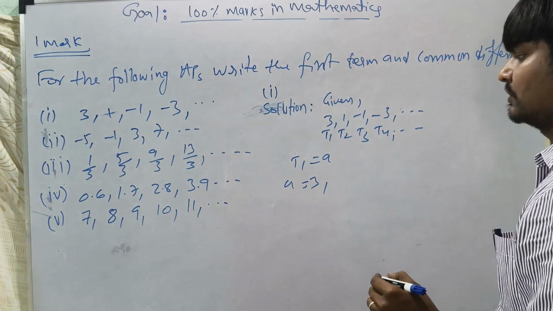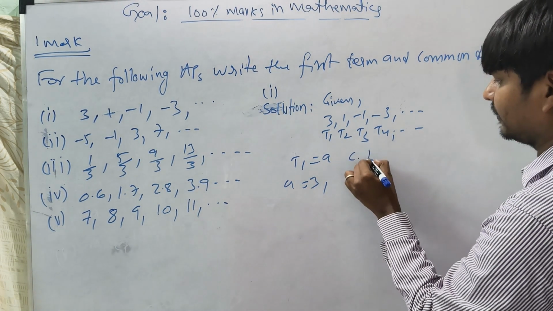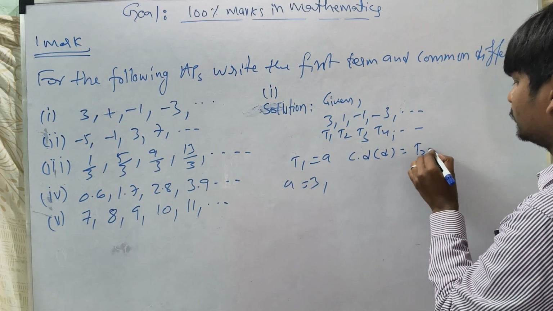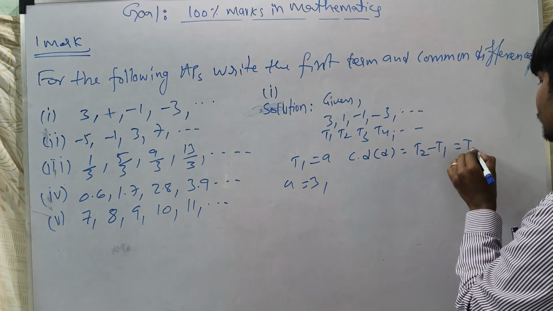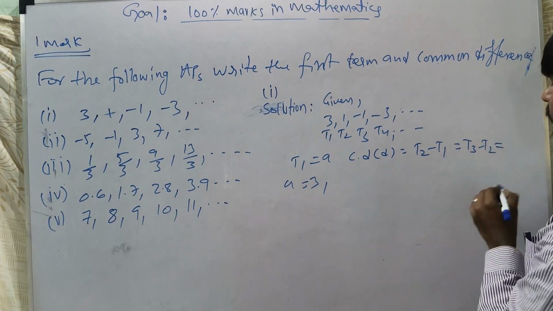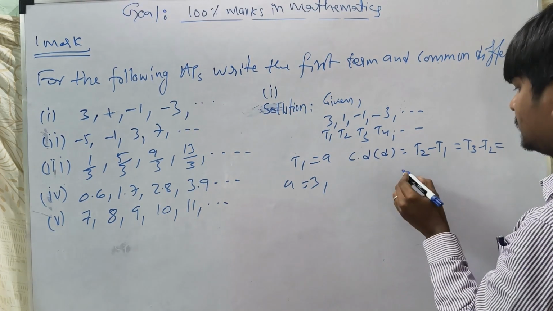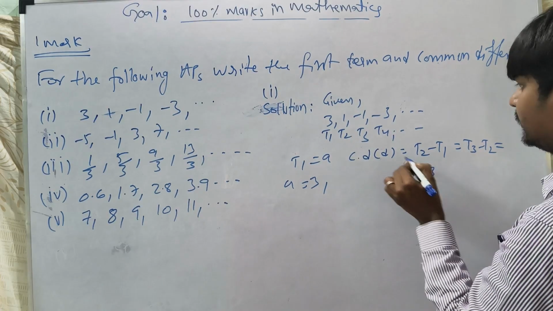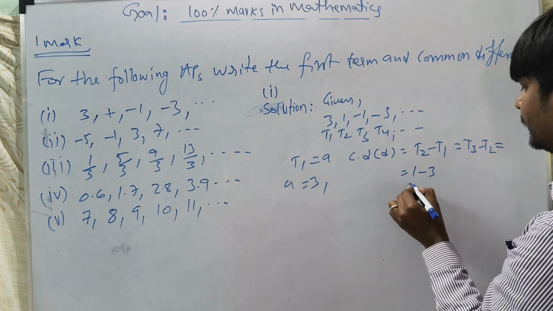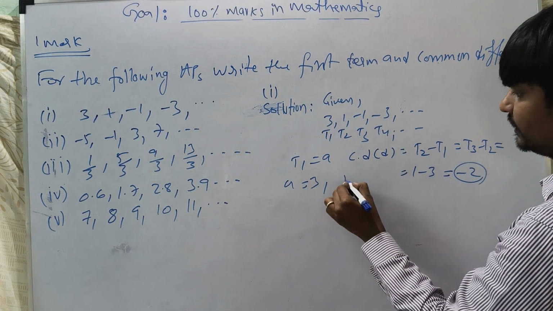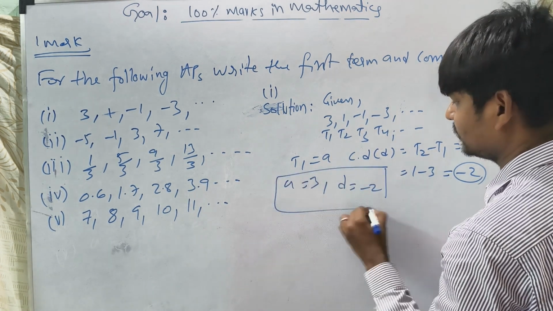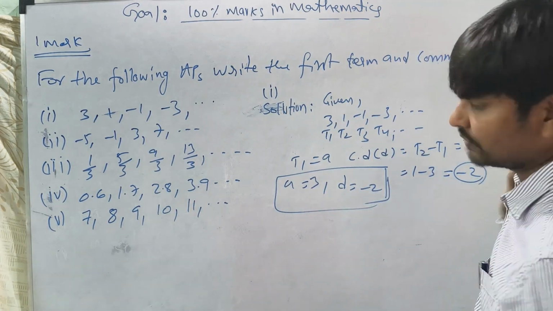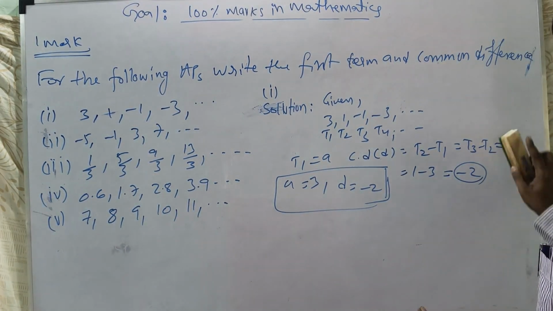3. Now the common difference. How will you get the common difference? We know the common difference formula: D is equal to T2 minus T1, which is equal to T3 minus T2. Like that we can do. Here T2 minus T1 is 1 minus 3. T2 is 1, T1 is 3. Substitute here, then you will get minus 2. So D is equal to minus 2. So like this you will get it. Clear? Now the second question. What is given in the second question? So we will do the second question solution, all of you.